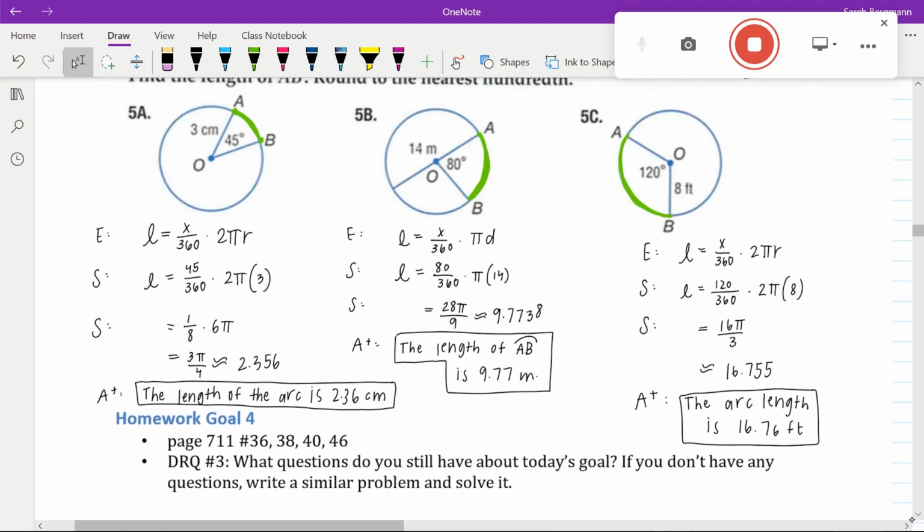Your homework for tonight is on page 711. You're completing these 4 problems, and your reflection question is this: what questions do you still have about today's goal? If you don't have any questions, write a similar problem and solve it.